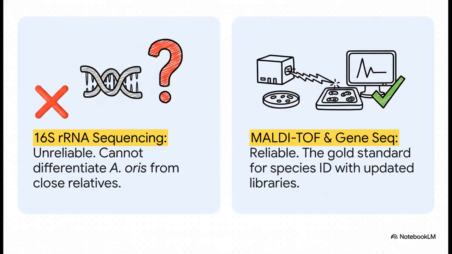So this is where we get into the modern-day solution. If you try to use 16S rRNA sequencing, you're going to have a bad time. It's just unreliable, because the homology between Actinomyces oris, Actinomyces naeslundii, and Actinomyces johnsonii is over 99%. The real gold standard? You've got to use housekeeping gene sequencing, or even better and faster, MALDI-TOF MS. But, and this is a big but, you have to make sure your MALDI-TOF libraries are updated. If they are, you'll get a reliable, definitive ID.